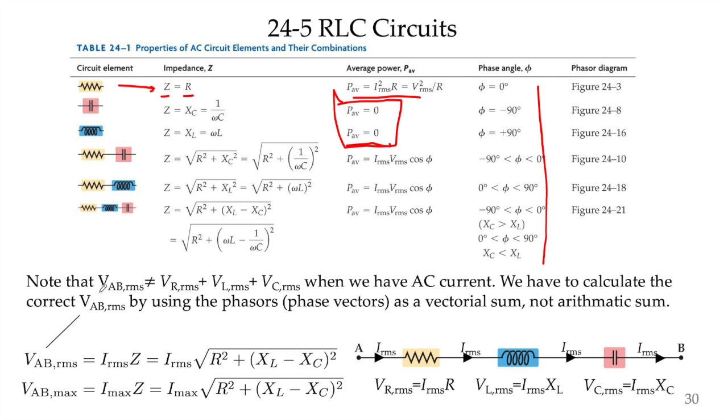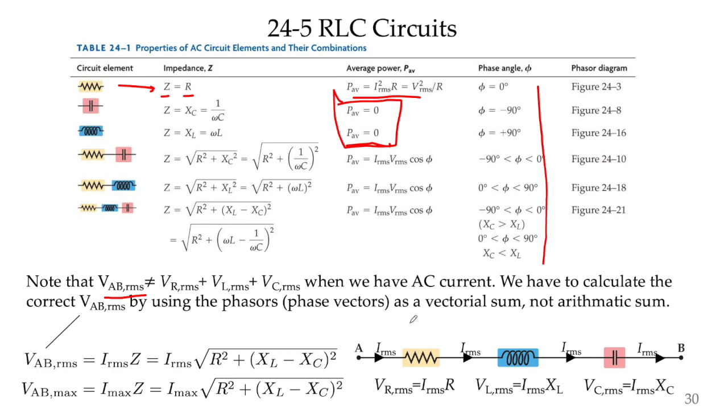I said this a couple of times; I will say it one more time. Look at this circuit. The total voltage between A and B is not the summation of the voltages. You have to do a vector sum because the phases are not the same. So basically you have to use the phasor diagrams.